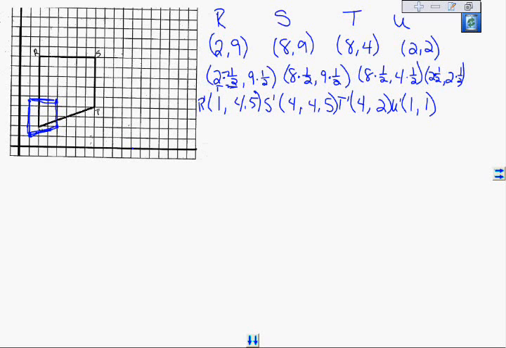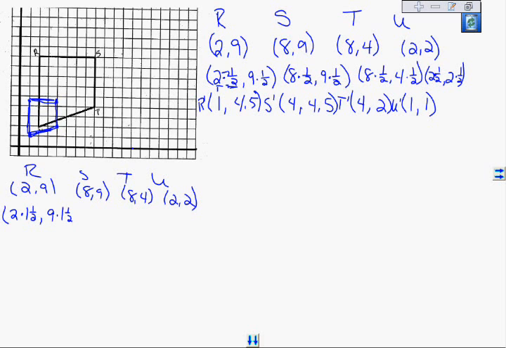Now, we are going to multiply with a scale factor of 1.5. So, let's start with our original coordinates. R, S, T, U: R is 2, 9. S is 8, 9. T is 8, 4. U is 2, 2. Now, new scale factor, new piece of work. 2 times 1.5, 9 times 1.5, 8 times 1.5, 9 times 1.5, 8 times 1.5, 4 times 1.5, 2 times 1.5, 2 times 1.5.